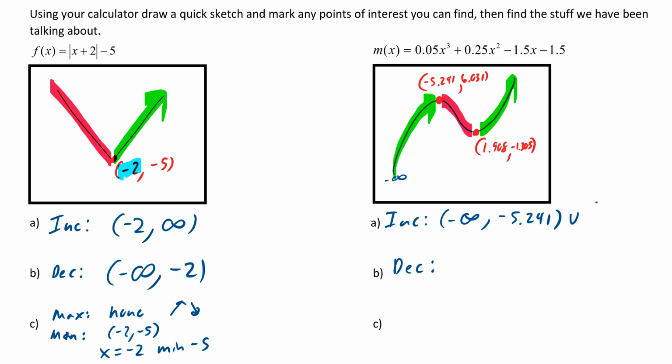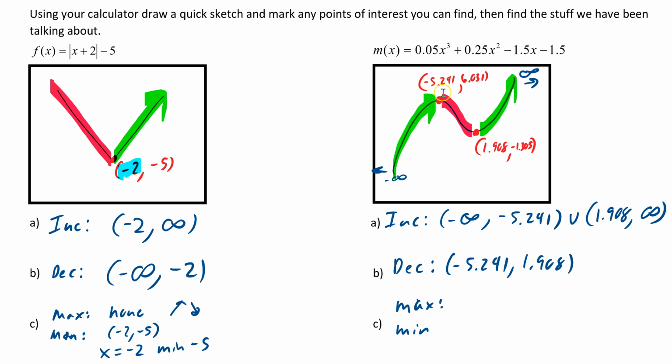We got one more, union, 1.908, comma, infinity, because that's infinity over here, because it goes that way and that one goes that way. It decreases from -5.241 to 1.908. And you can even see that. It's going from a y value of 6.031 to a y value of -1.305. And so now we can do our max and min.